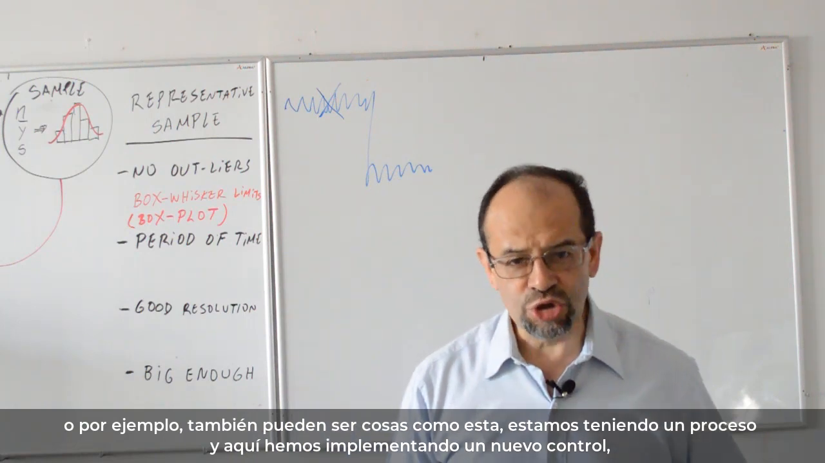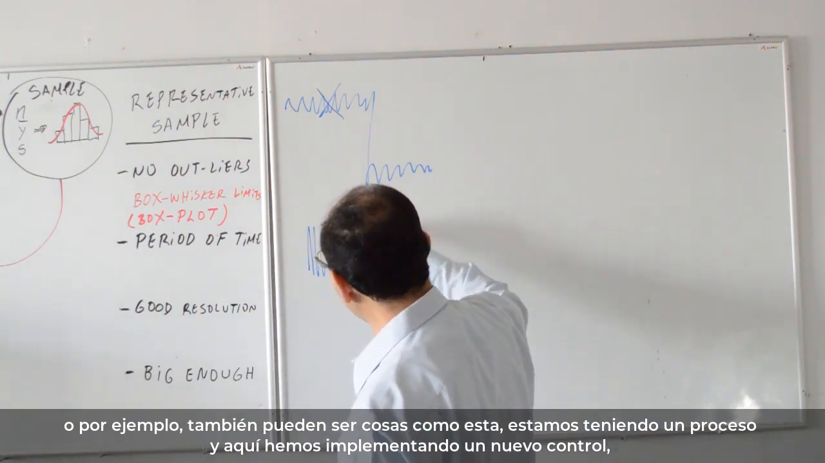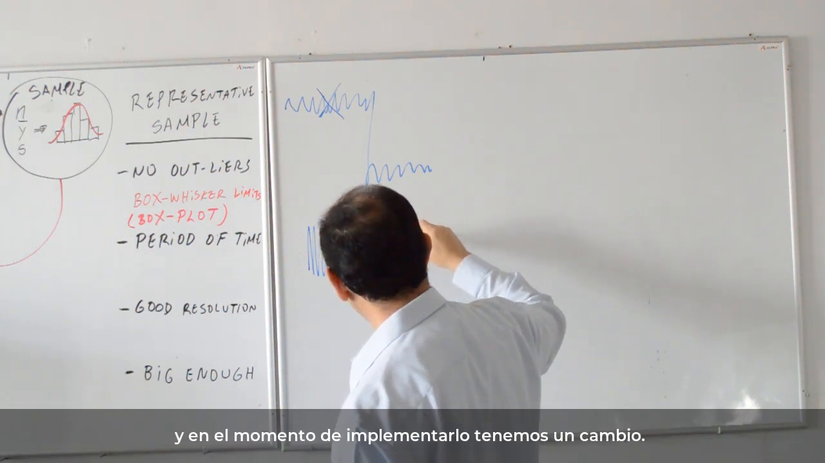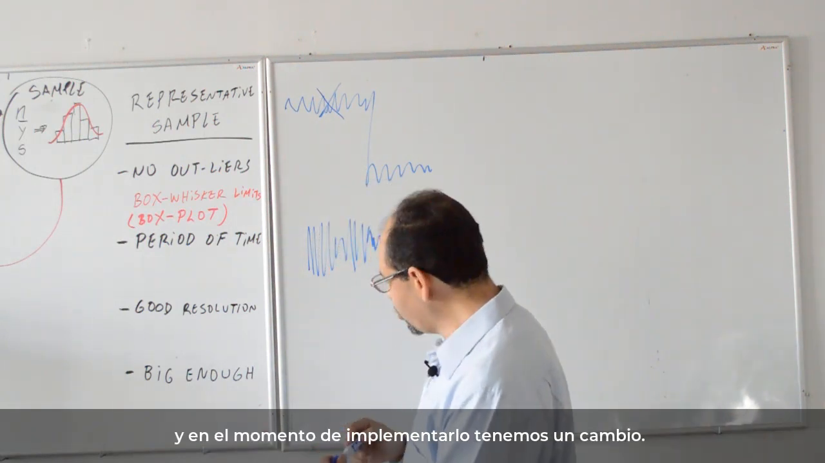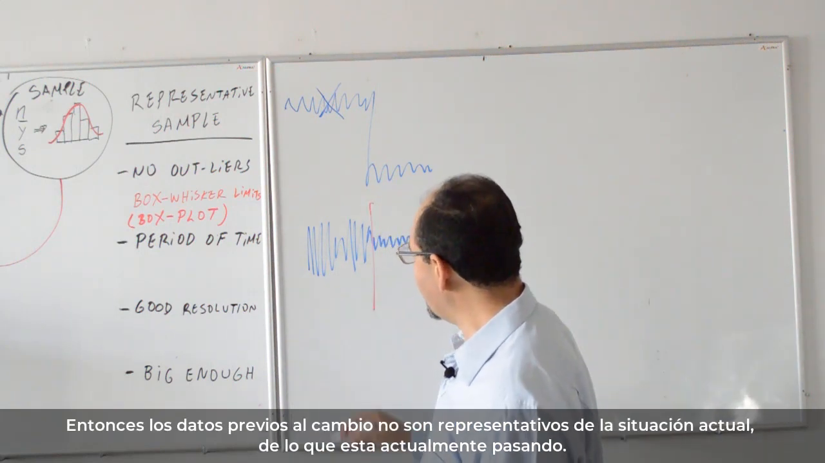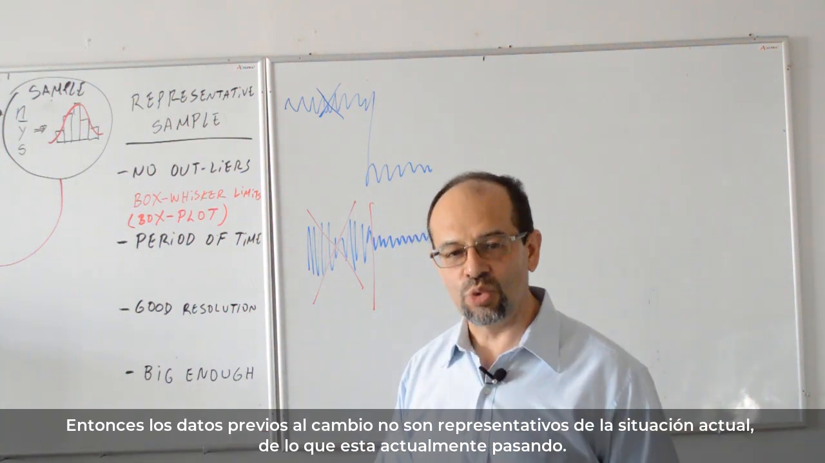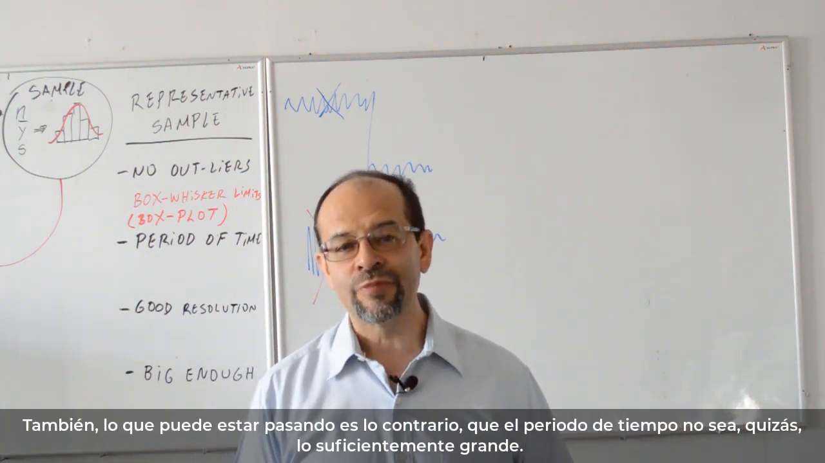Or for instance, it can also be things like this one. We are having a process here, now we are implementing a new control, and once we implement the new control, well, we have a change here. Something did happen here, and this data is not representative of the current situation, what is happening currently.